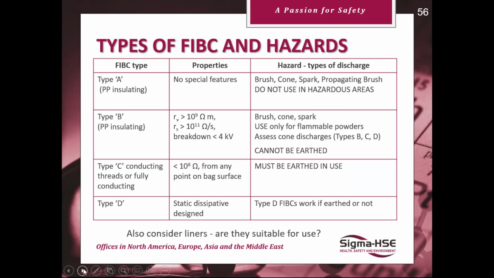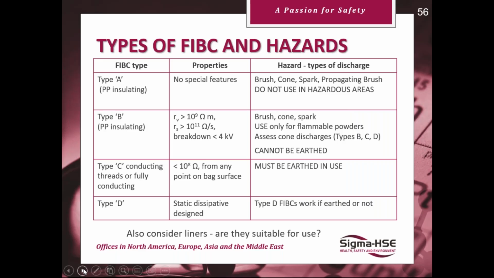We'll have a quick look at FIBCs and their hazards. Basically, there's 4 types of FIBC. Type A, polypropylene insulating. Type B, a different type of polypropylene insulating. Type C, conducting threads, fully conducting. And type D, which is static dissipative in their design.